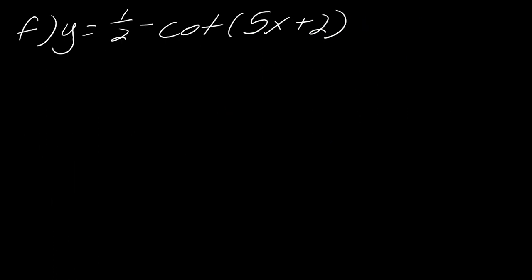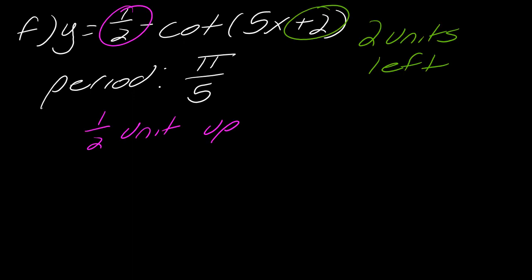Okay, and so for the last one, so again, if you haven't gotten it, I would again just recommend that you pause, think about it, hit play when you're ready. So the period here is pi over 5. I'm moving 2 units left, half a unit up. Okay, so that's the first kind of crucial part of working with these functions.